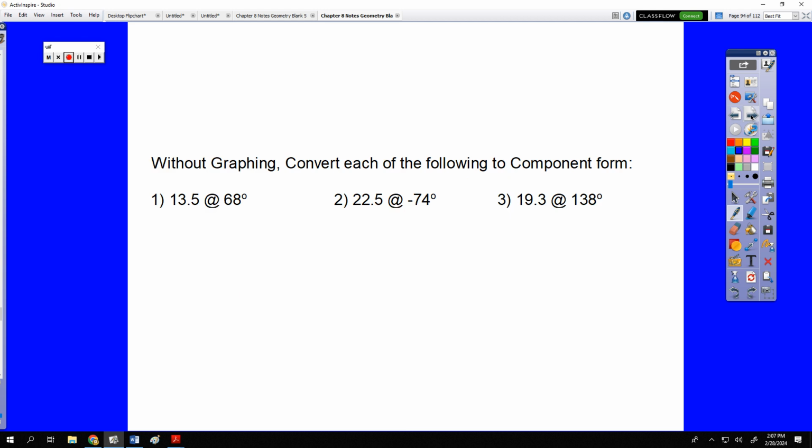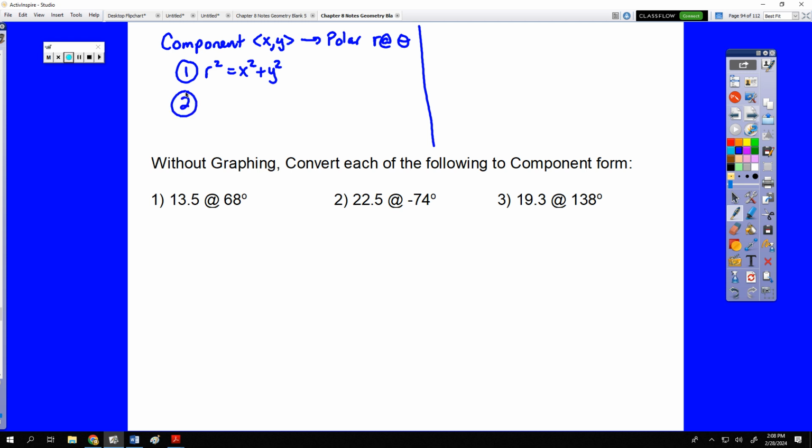Next up here we have convert each of the following polar form to component form. So to go from component to polar, which is r at theta, we had two equations. We used r squared is x squared plus y squared, and we used that theta is the arctangent of y over x. And that theta actually requires more thought than that, depending on what quadrant we're in.